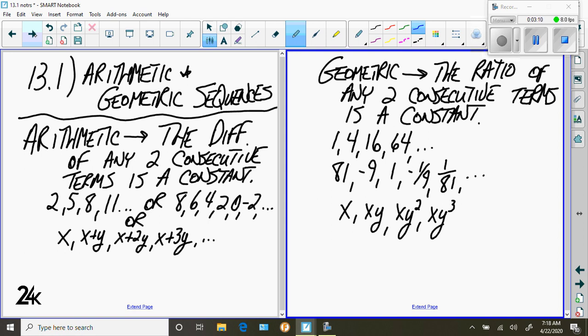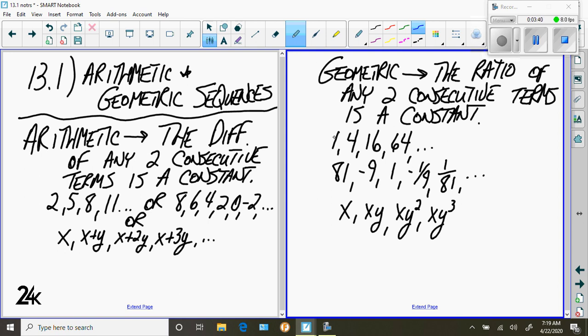Geometric sequences, the ratio of any two consecutive terms is a constant. And you're like, ratio? What? This one over here said difference. This one says ratio. Okay. And don't worry, I'm going to go big screen here in just a second after I compare these two, so that you can see. I'll go back to this slide also if you're really squinting at it right now.